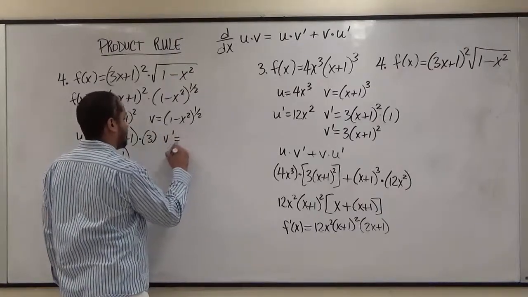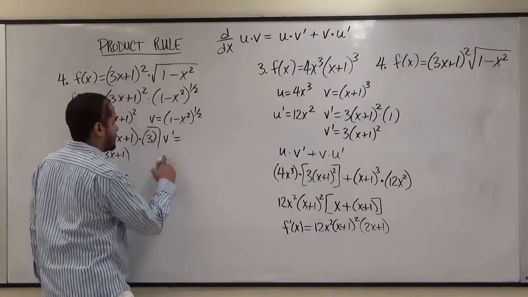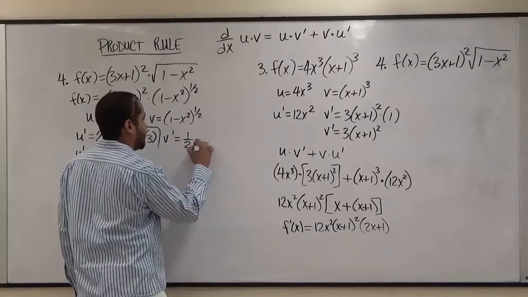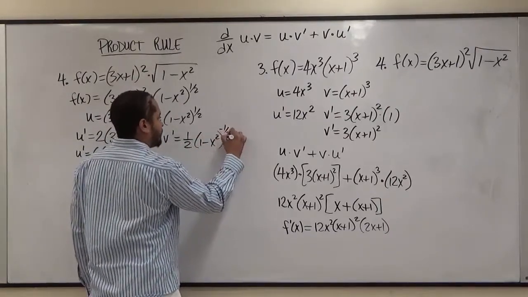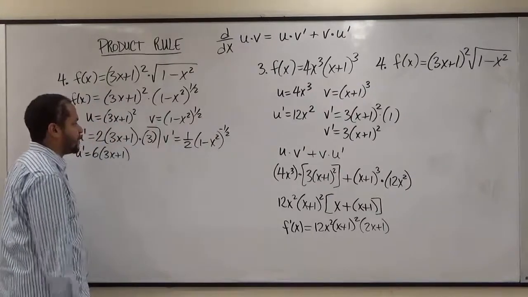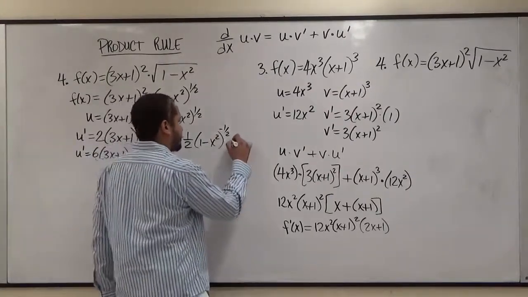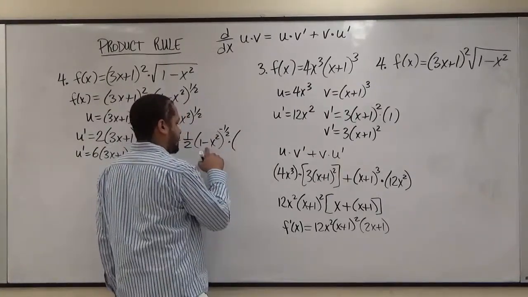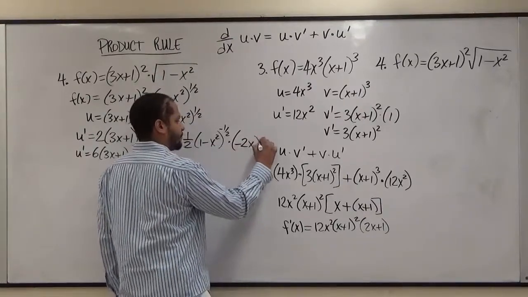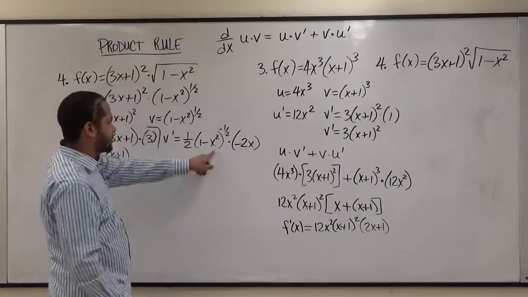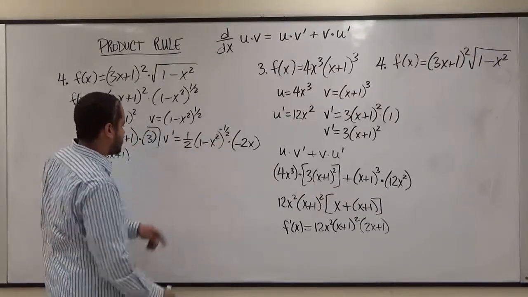Let's see the v prime now. The v prime is going to be 1/2, 1 minus x squared to the power of negative 1/2. After I subtract 1 from 1/2, I get a negative 1/2. And this is going to multiply by negative 2x for the derivative of negative x squared. Now let's bring this all together. This is going to go down to the denominator and join the 2 here.